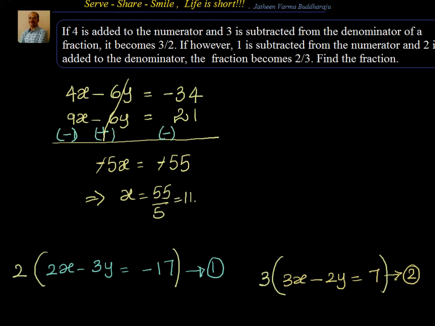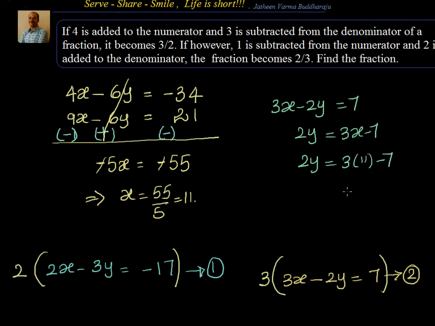Now once I know x equal to 11, I can easily find y because I have the equation 3x minus 2y equal to 7, or 2y equal to 3x minus 7, or 2y equal to 3 into 11 minus 7, which is equal to 26. 3 into 11 is 33, 33 minus 7 is 26. That tells me y equal to 13. So the fraction, x divided by y, is 11 by 13.